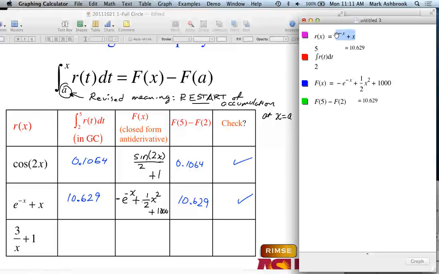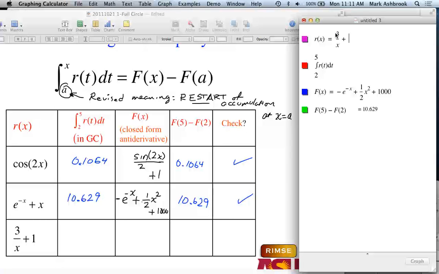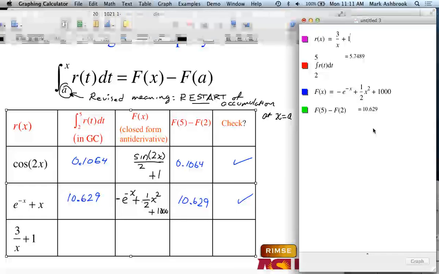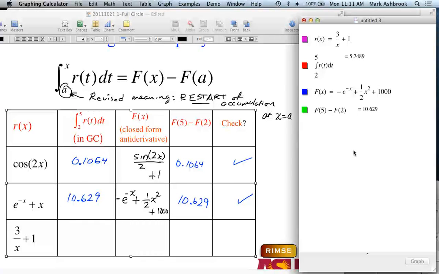The rate is 3 over x plus 1. And when I do that, I get 5.7489. Is that what you got? Okay, closed form antiderivative. Somebody new.